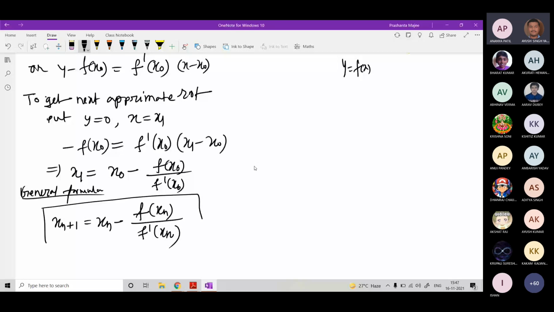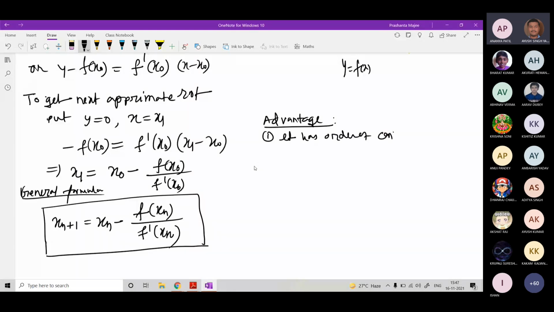Now the advantage of this method is it is very speedy. It has the highest order of convergence among all the methods which we are going to study. It has order of convergence 2, highest among all the methods which we are going to cover.